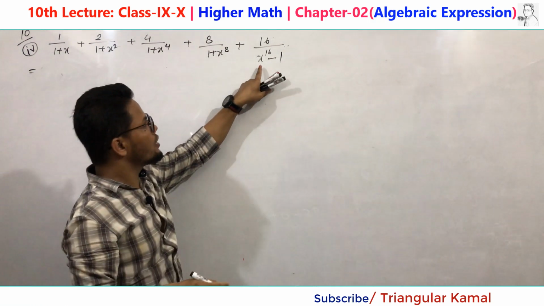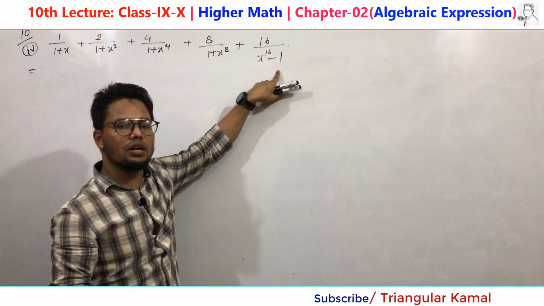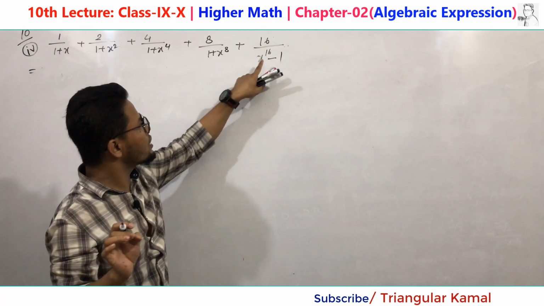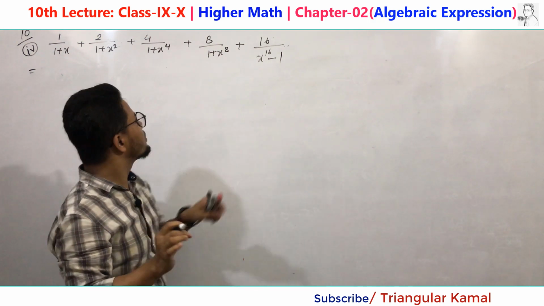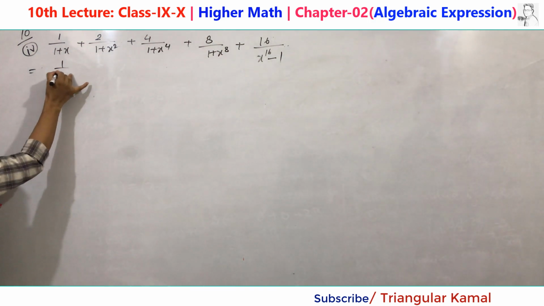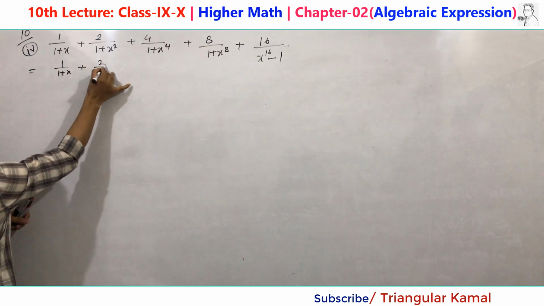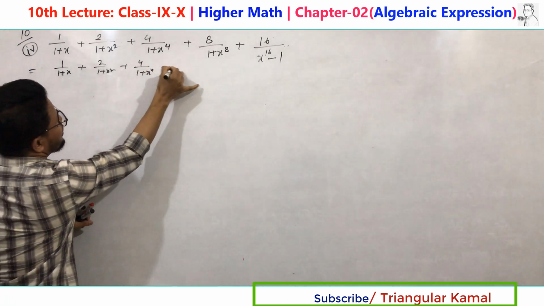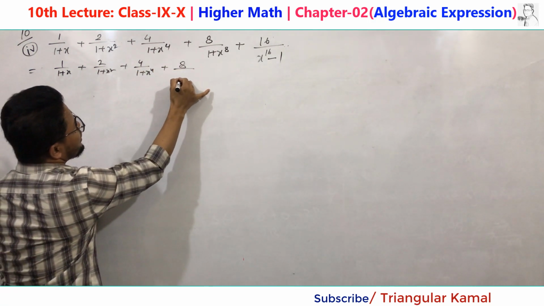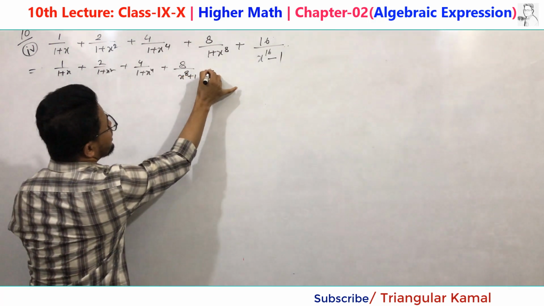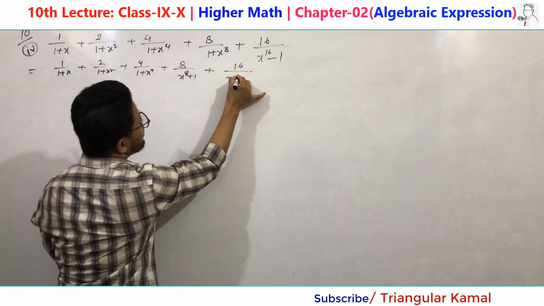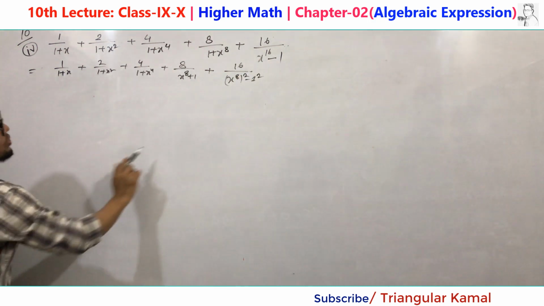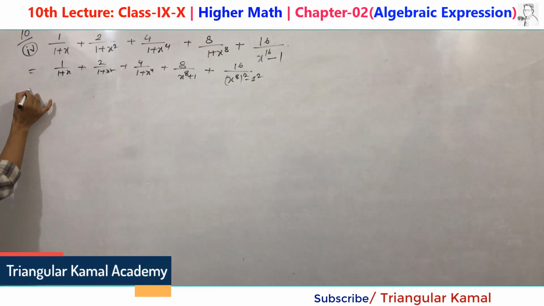First we see here x to the power 16 minus 1. That's why we will apply here the formula of a square minus b square. Then we will connect the last one with the previous one, like 1 by 1 plus x plus 2 by 1 plus x square plus 4 by 1 plus x to the power 4 plus 8 by x to the power 8 plus 1. And if we apply the formula here, this one will be x to the power 8 whole square minus 1 square, that is, x to the power 16 minus 1.